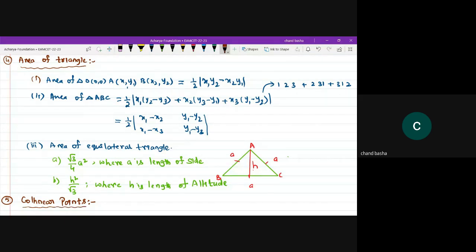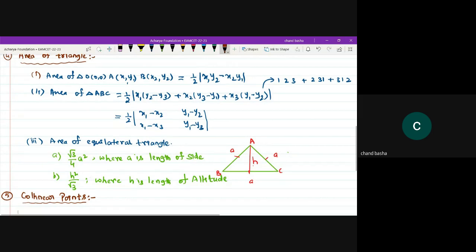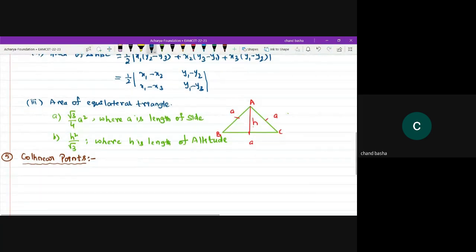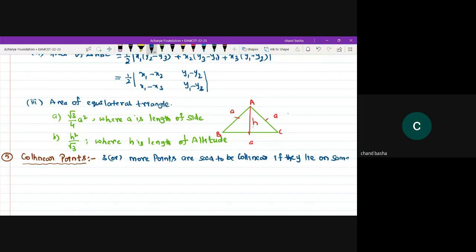Three points A, B, and C are said to be collinear if they lie on the same straight line. You know the definition of collinear points. Three or more points are said to be collinear if they lie on the same line.